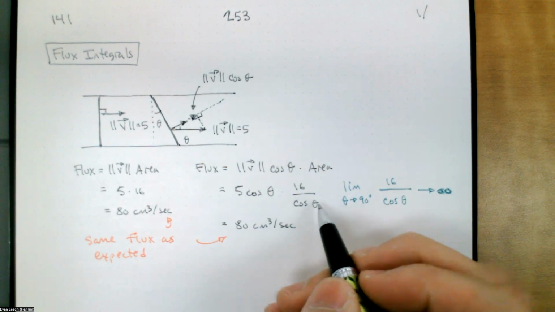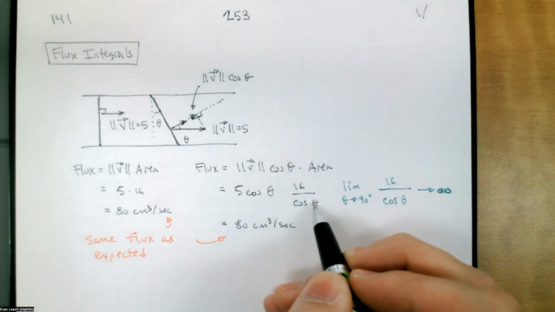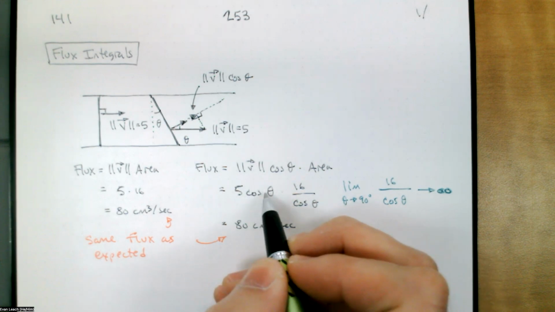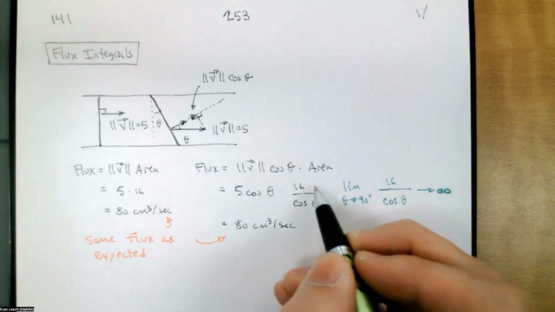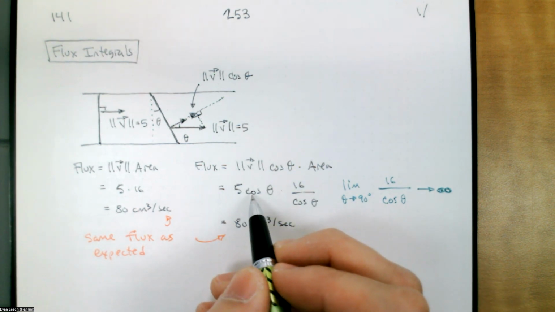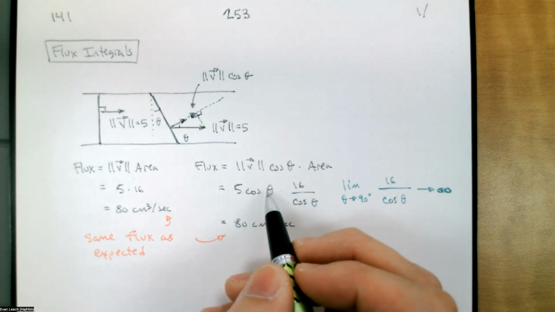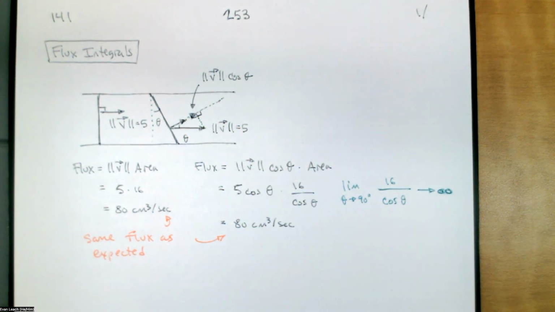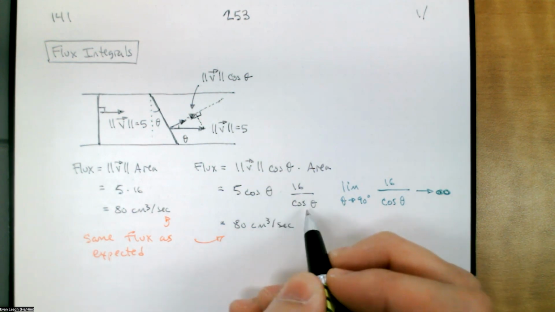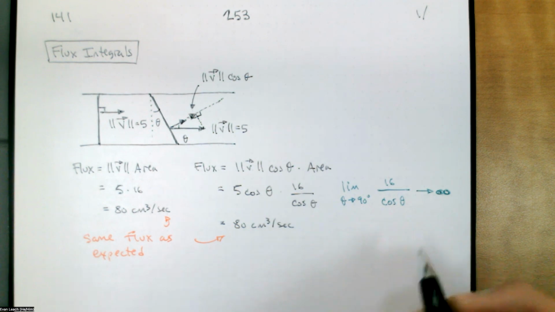So what we're looking at here is this cosine of theta going to 0, and this numerator cosine of theta going to 0. So the area is going towards infinity, and the velocity perpendicular to that area is going towards 0. So this is kind of a 0 over 0 situation, or it's a 0 times infinity situation.